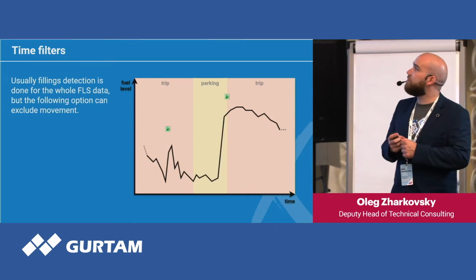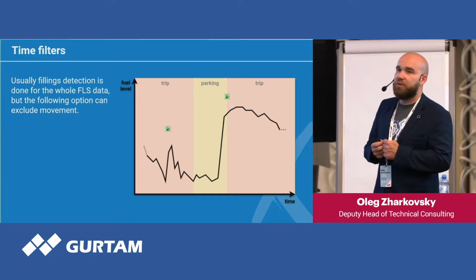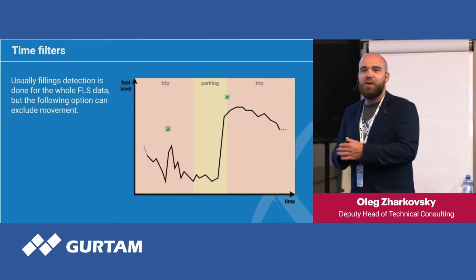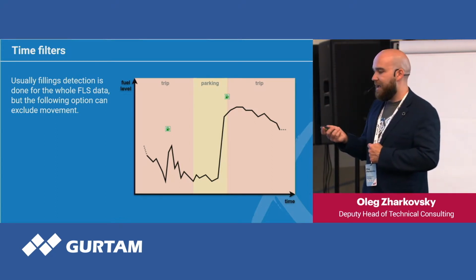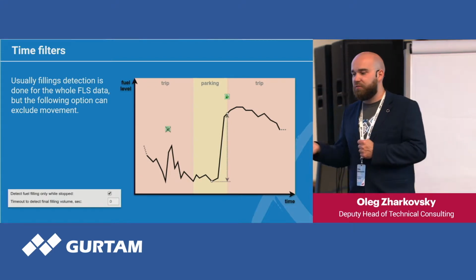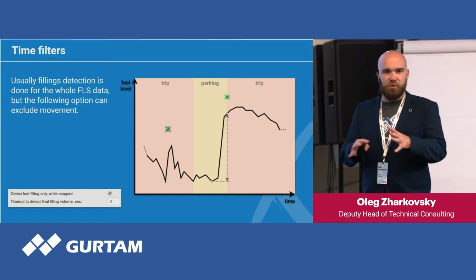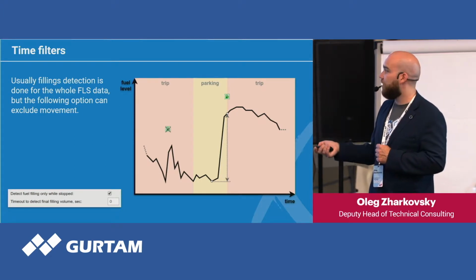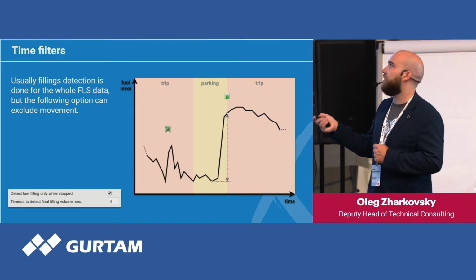The next time filter is connected with the fill-ins during the trips. Due to the fluctuations, once again, we can get a fill-in during the movement. And there is an option to avoid it. Here it is, easy enough, but it can spoil the result. In that case, here is the real fill-in, but we have decided not to analyze the trips for fill-ins.